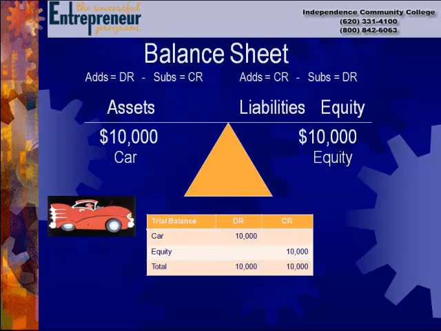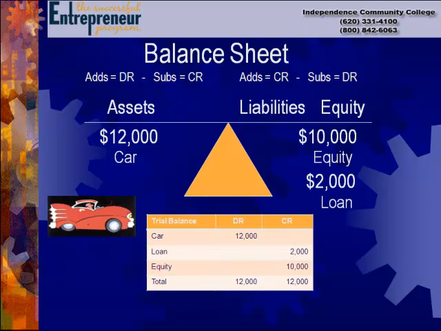Now let's say that we decide to purchase a car with the $10,000. The car is an asset, so the balance sheet doesn't change very much, except that the asset is now expressed as a car instead of cash. We own the car entirely with no debt, so our equity remains at $10,000.